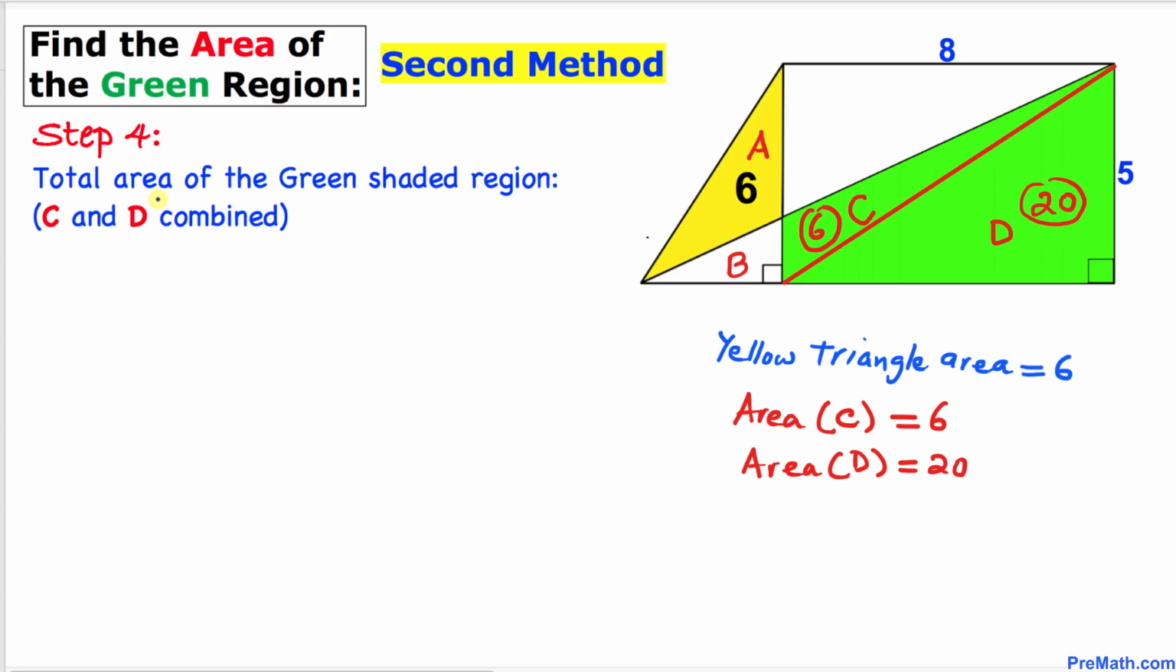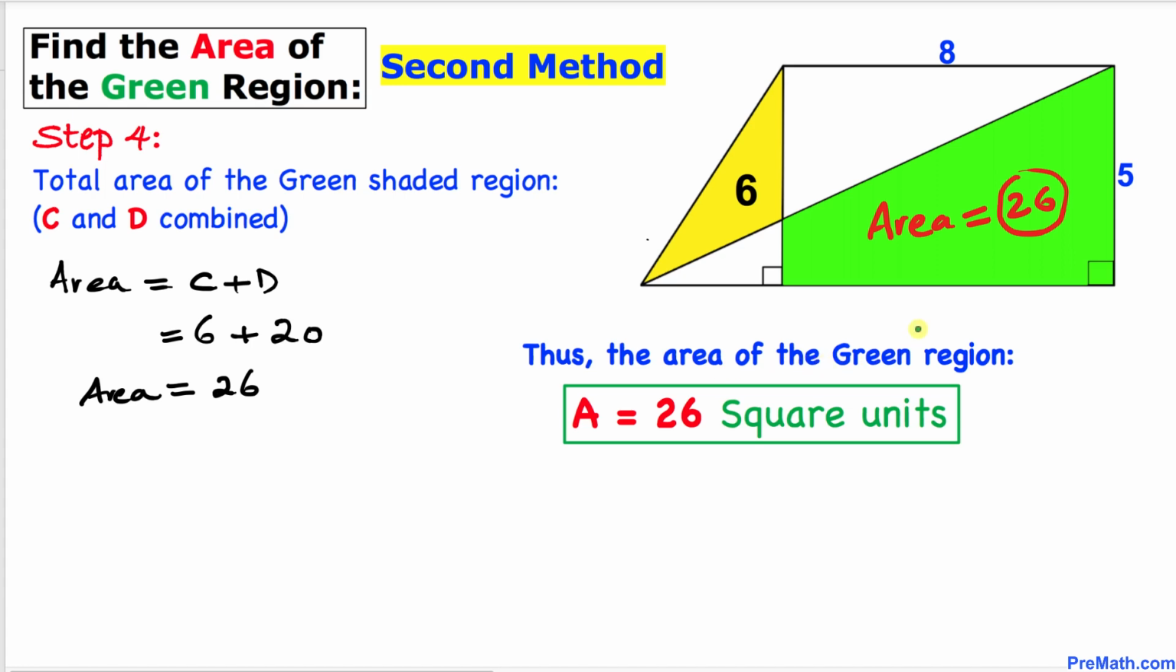And here's our final step. Now we can find the total area of this green shaded region, that is C and D combined. So the area is going to be equal to C plus D. In our case, C is 6 plus D is 20. If we add them, our area turns out to be 26 square units. So thus the area of this green shaded region turns out to be 26 square units, and that's our final answer.